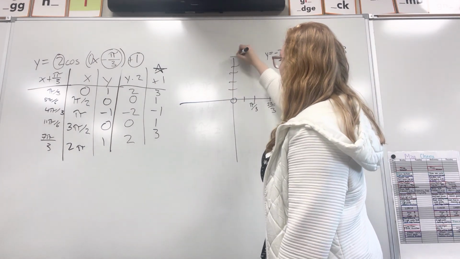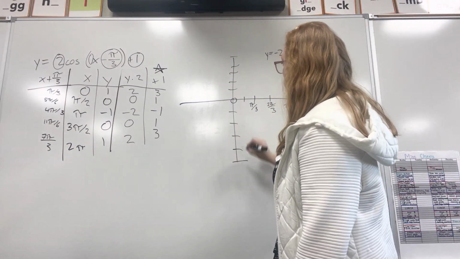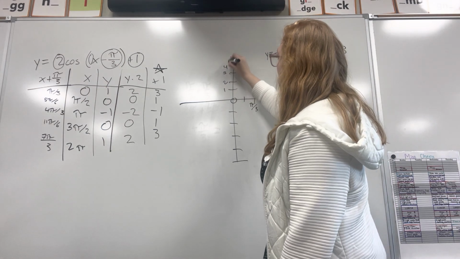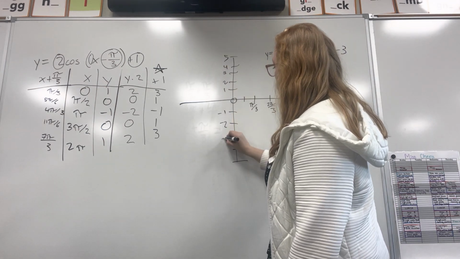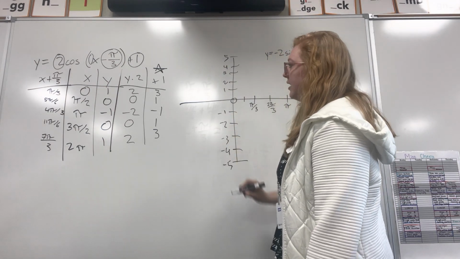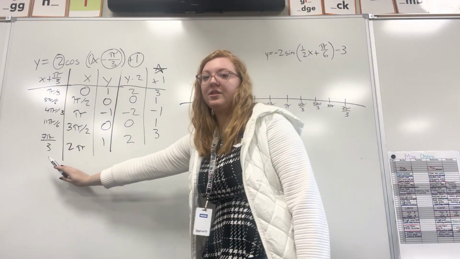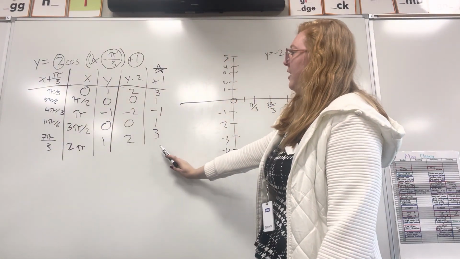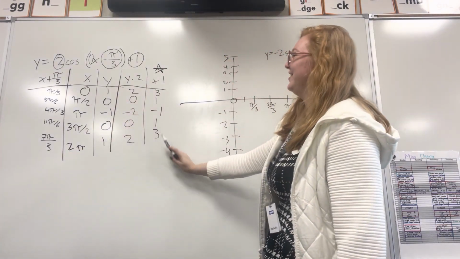1, 2, 3, 4, 5. 1, 2, 3, 4, 5. -1, -2, -3, -4. Okay, so our x values are going to be these ones over on the left, and then y values over on the right.